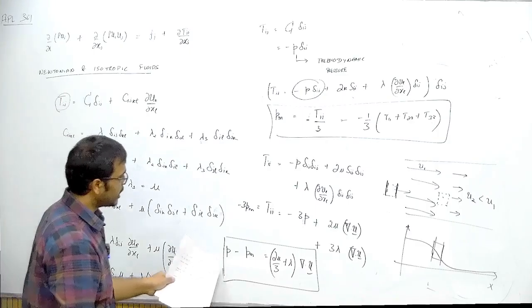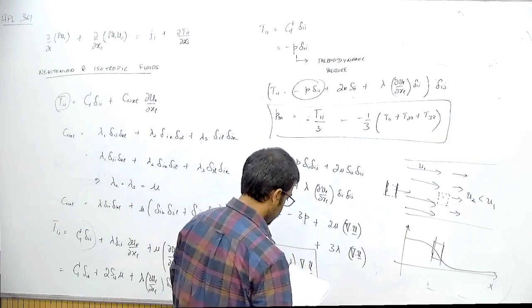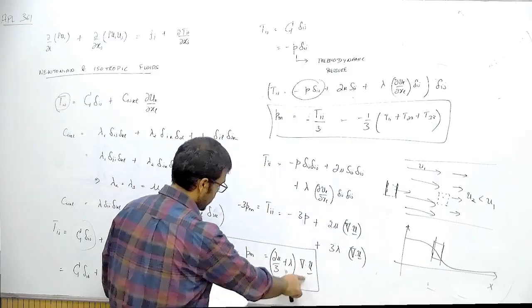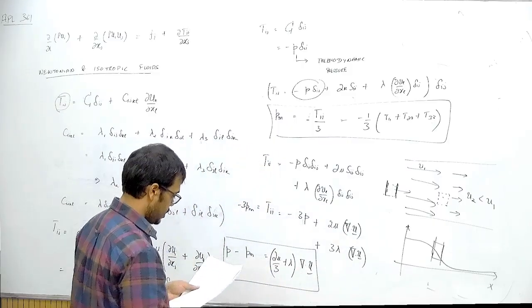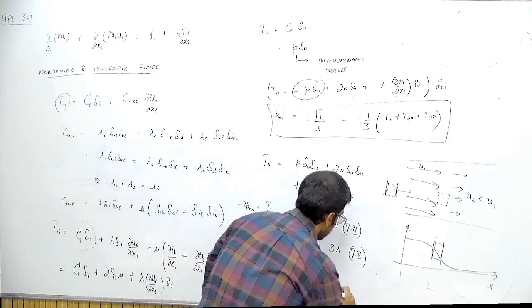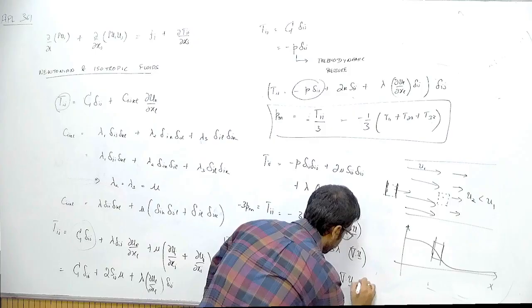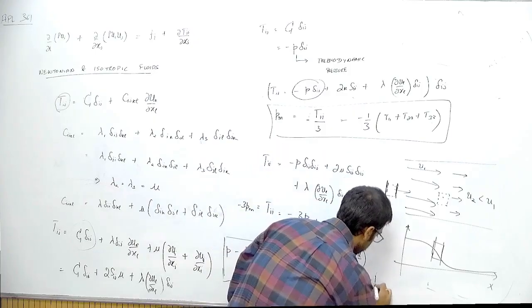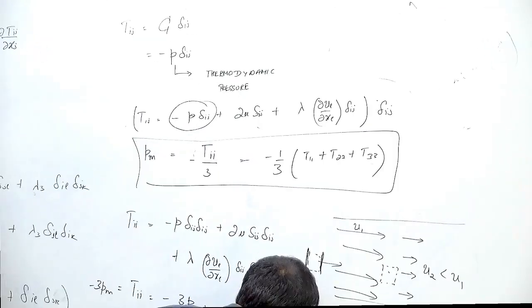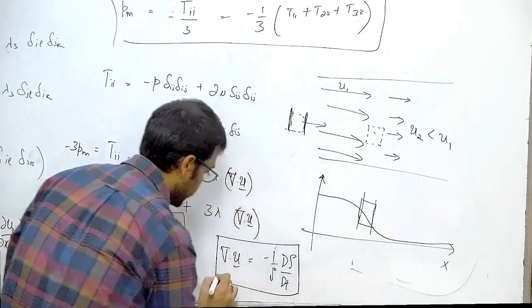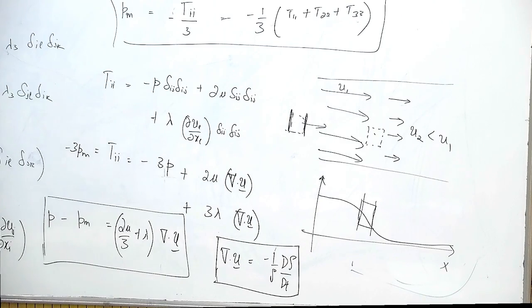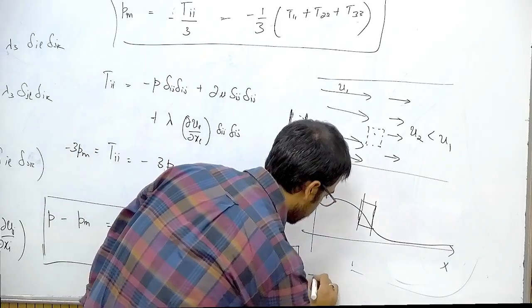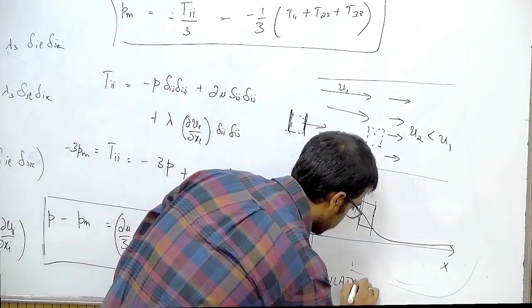Okay. So, P minus Pm is 2 mu by 3 plus lambda times this divergence of velocity. Now, if you recall, we had written the divergence of velocity as minus 1 by rho d rho by dt. We had said that divergence of velocity is directly related to the rate of change of volume. This quantity is also called dilatation in some literature.